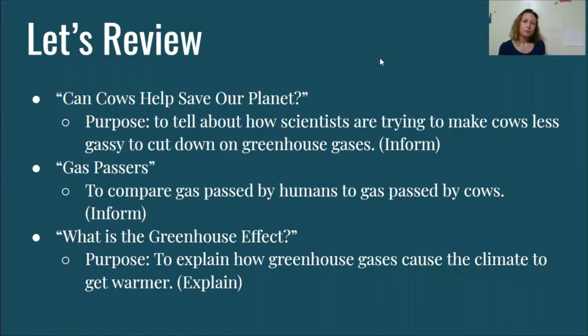So let's review. We read the article, "Can Cows Help Save Our Planet?" And the purpose is to tell about how scientists are trying to make cows less gassy to cut down on the greenhouse gases. And that was written to inform. "Gas Passers" was written to compare gas passed by humans to gas passed by cows. Again, it was written to inform. And "What Is the Greenhouse Effect?" The purpose was to explain how greenhouse gases cause the climate to get warmer. And that is the category of explain.